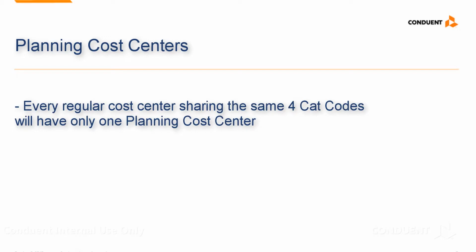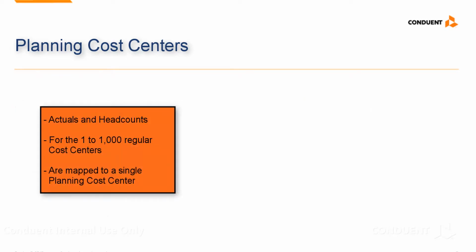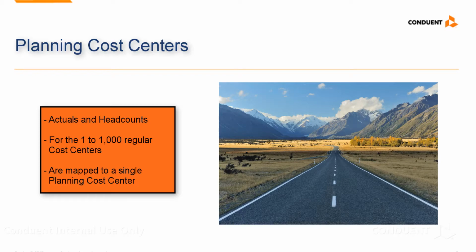Remember, every regular cost center with the same 4 CAT codes will have one and only one planning cost center. This means anywhere from 1 to 1,000 regular cost centers will share a single planning cost center. This means that actuals and headcounts for the 1 to 1,000 regular cost centers will be consolidated and mapped to a single planning cost center for planning purposes.